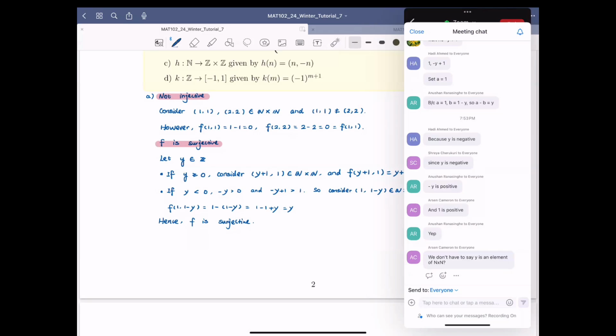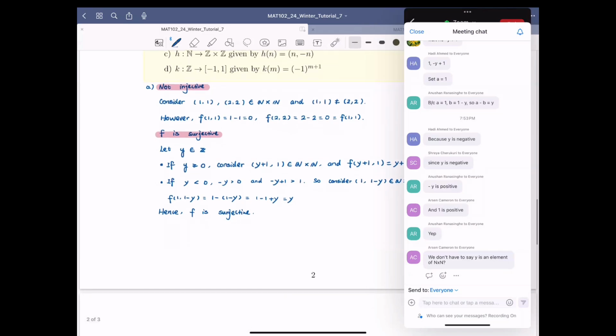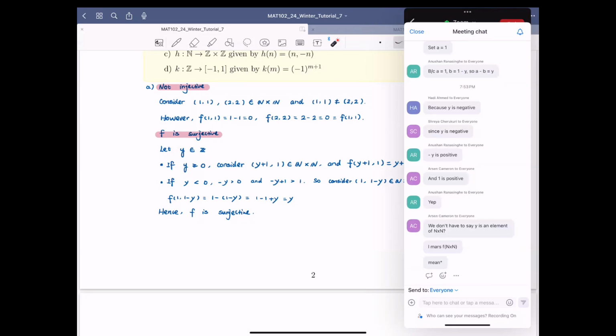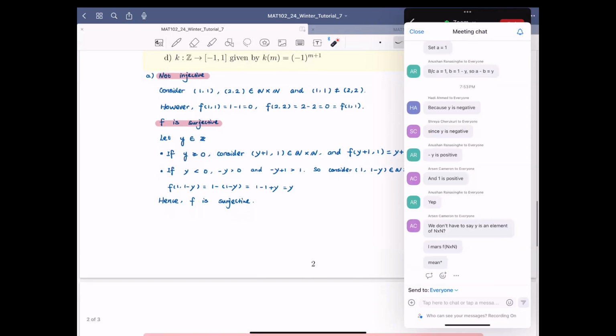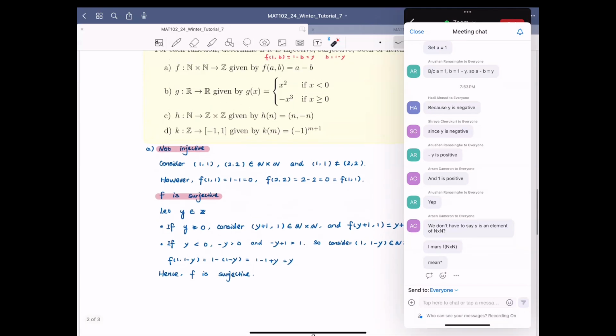Y is not an element of that. Y itself is not an element of natural cos natural. Y is an element of integer, okay? F of natural is not an element of natural cos natural.